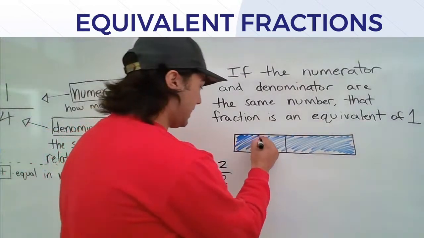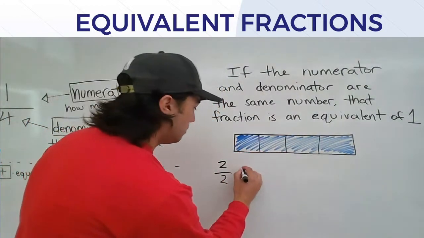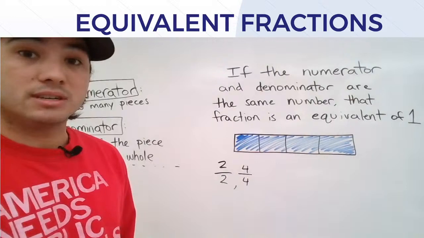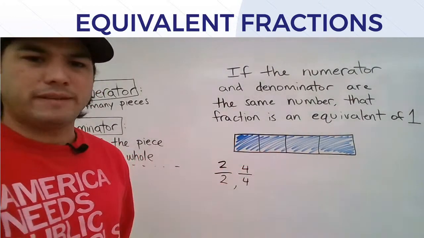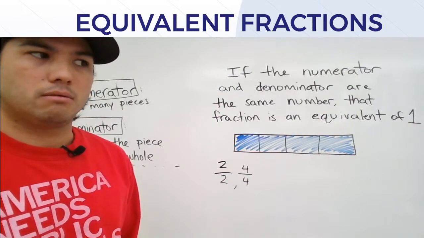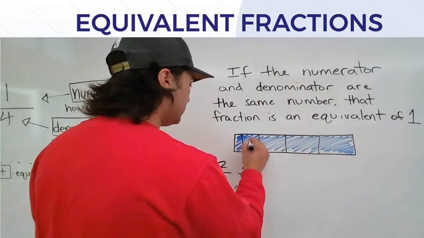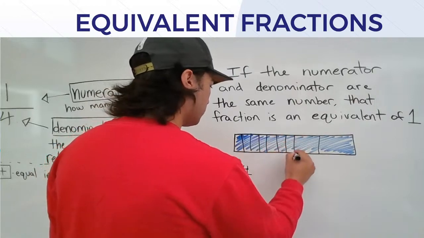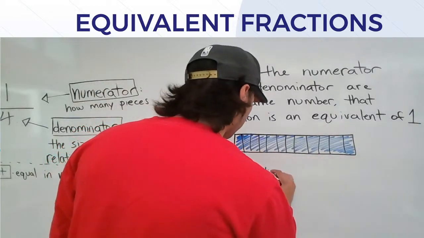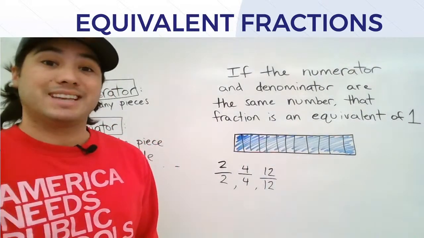We divide those halves into halves, so we end up with 1, 2, 3, 4 pieces. 4 fourths, right? Still an equivalent of 1. We haven't changed the value of our blue area, the amount that we're talking about. Same thing if we divide each of these into thirds. Now we have 3, 6, 9, 12 twelfths.